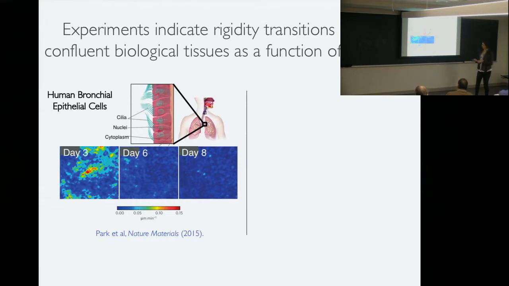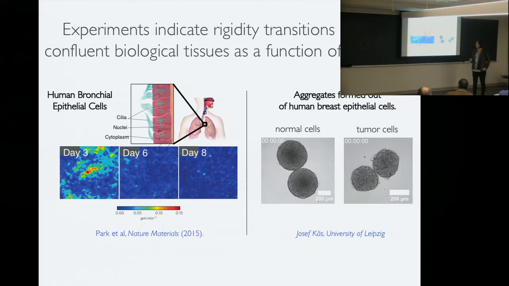And now this is a bird's eye view. So you're looking down at this monolayer and measuring how fast the cells are moving in various spots. And you see that, after 3 days in culture, the cells are changing neighbors and displacing a lot. This is the speed measured over some time scale, so they're moving a lot. By day 6, they're hardly moving at all, and by day 8, they're really not moving.